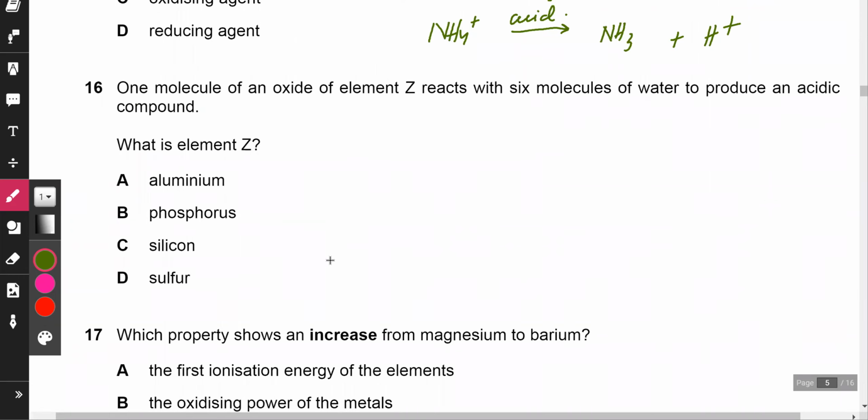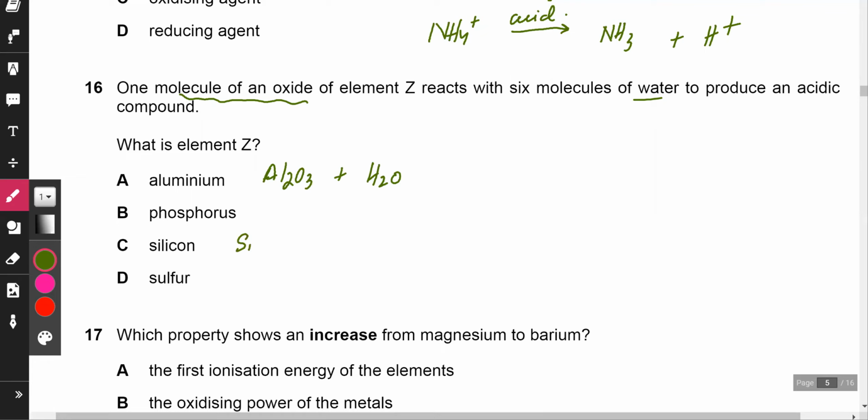Yes, sir. This one says that one molecule of an oxide of element Z reacts with 6 molecules of water. So he's talking about oxides of element Z. We don't know what element Z is. Let's start with the options, reacting with water. First one, this is O levels. Will aluminum oxide react with water? You remember the coating of aluminum oxide on top of aluminium. Aluminum oxide is insoluble. It doesn't react.